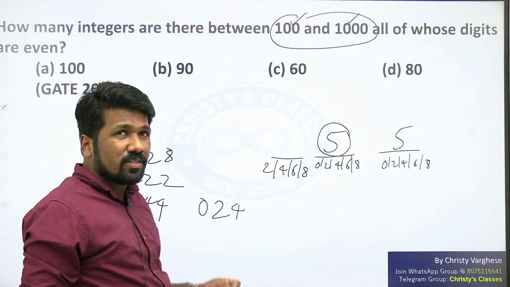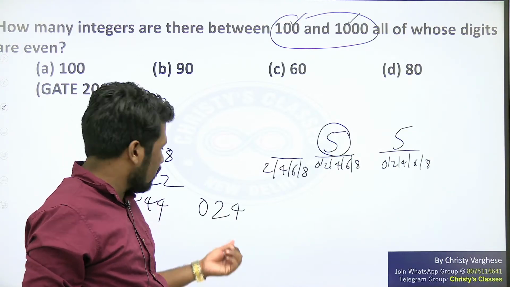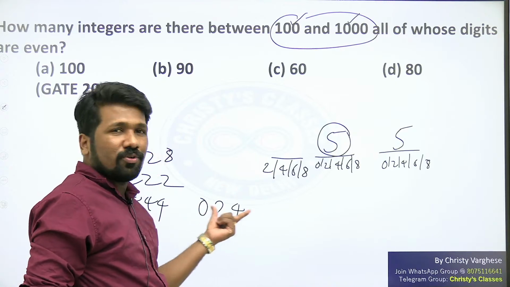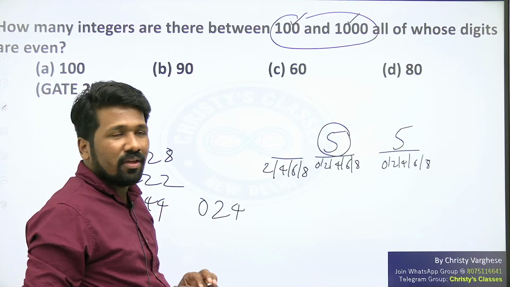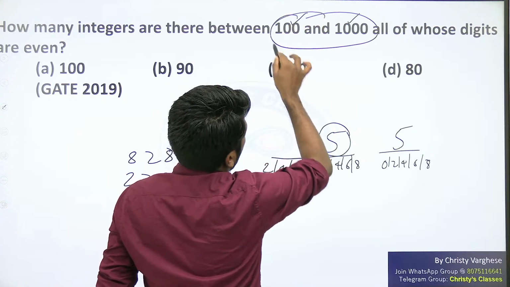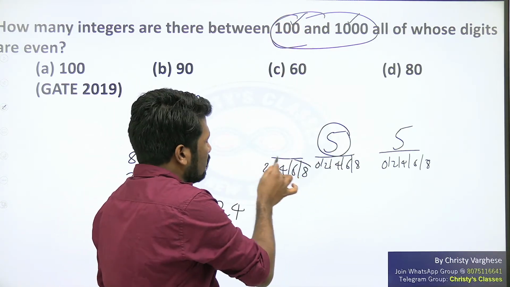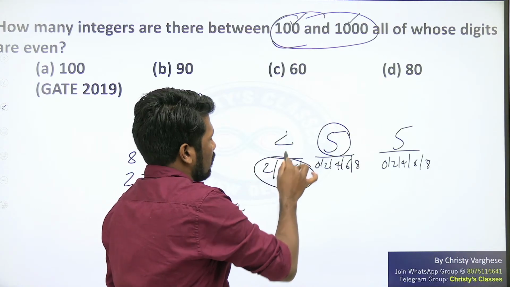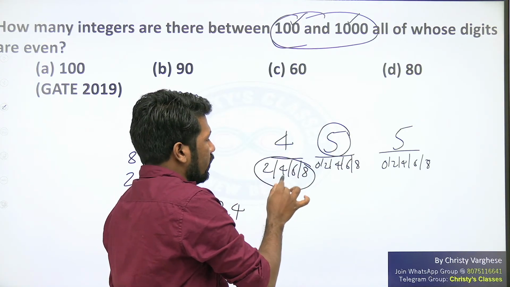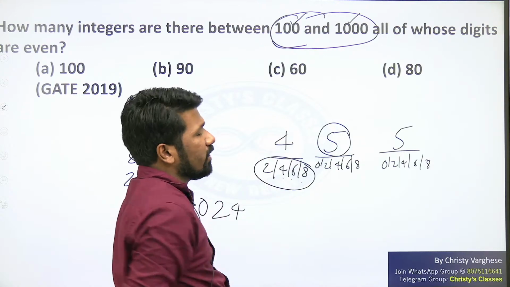If it is 0 to 1000, at least we have a chance to say a 2-digit number can be written as 0, 2, 4. There also there is an ambiguity. So to avoid that ambiguity, they have clearly defined that 100 to 1000 only we need. So definitely the hundredths place can only be filled in 4 ways: either the digit 2 or the digit 4 or the digit 6 or the digit 8.